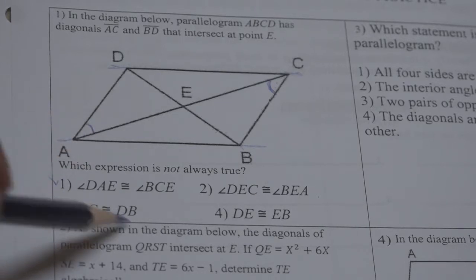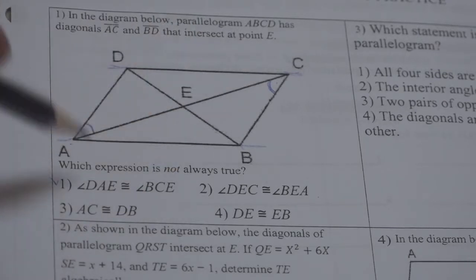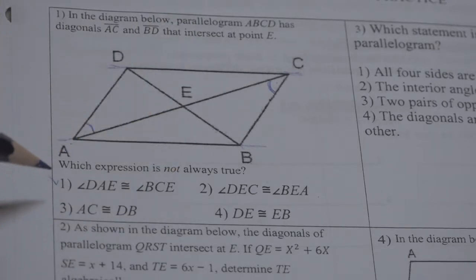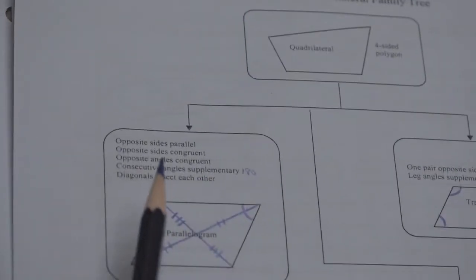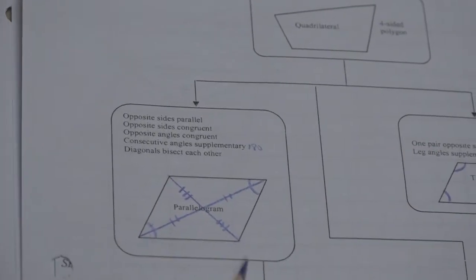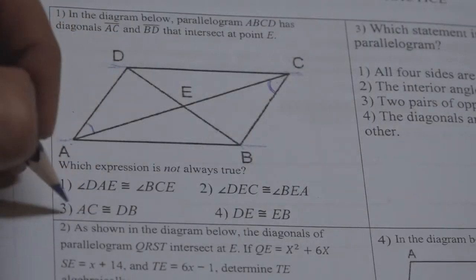AC is congruent to DB. What is AC? AC is congruent to DB. First of all, it doesn't say on the property. If you look back at the properties of a parallelogram, it never says that the diagonals are congruent. So therefore, this is not always true.